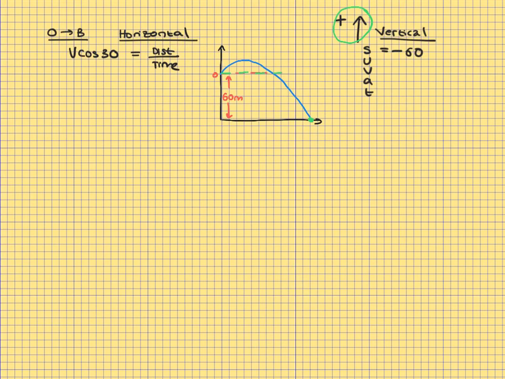U was equal to v sine 30, which we can now calculate as 9.8 meters per second. V, the velocity, we don't know what the velocity is at B. A is equal to negative g, and t, the time, is what we're actually looking for. So let's discount v here, and then use s equals ut plus a half at squared. So negative 60 equals 9.8t minus 4.9t squared. Rearranging that, 4.9t squared minus 9.8t minus 60 equals 0.